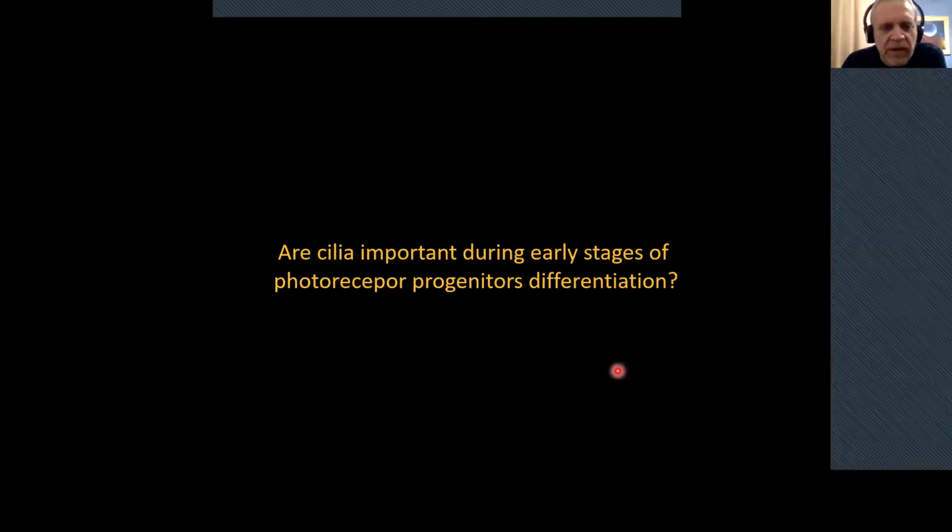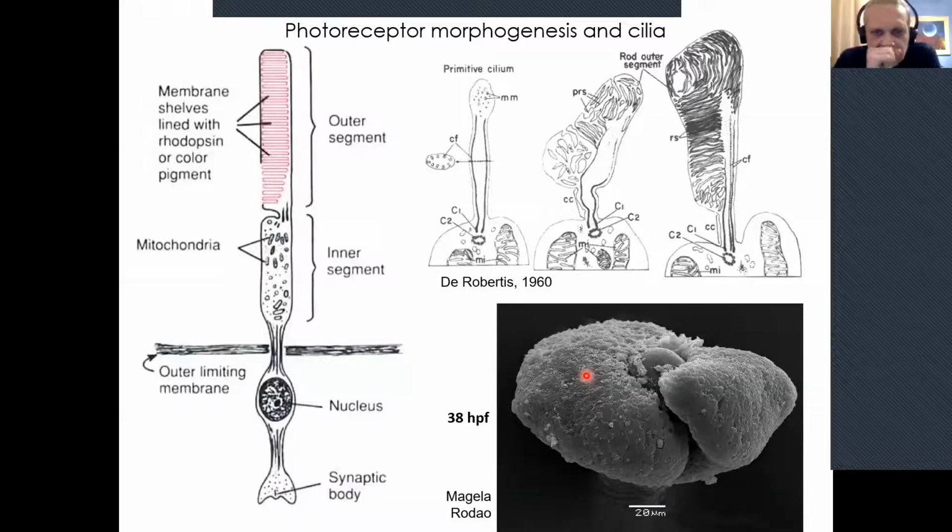So the other question we had was if cilia are important at some point for early differentiation of photoreceptors. And it's important to remind that the outer segment is a cilium, so of course cilia are important for the differentiation of photoreceptors at later stages, but we were interested at earlier stages. And we can see here that 38 hours post-fertilization, this is a very nice image made by Marija, where we will look here at the anterior ventral part of the retina, where the photoreceptors should be starting to differentiate.